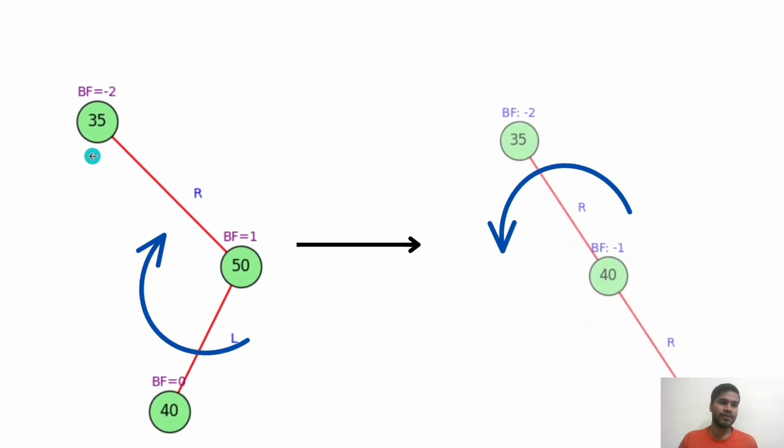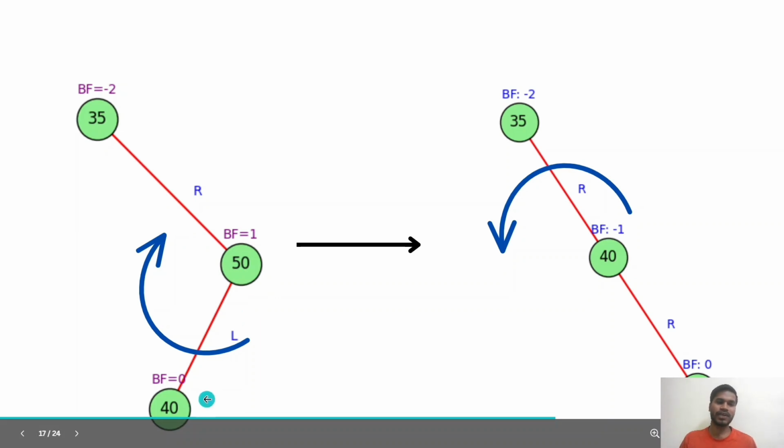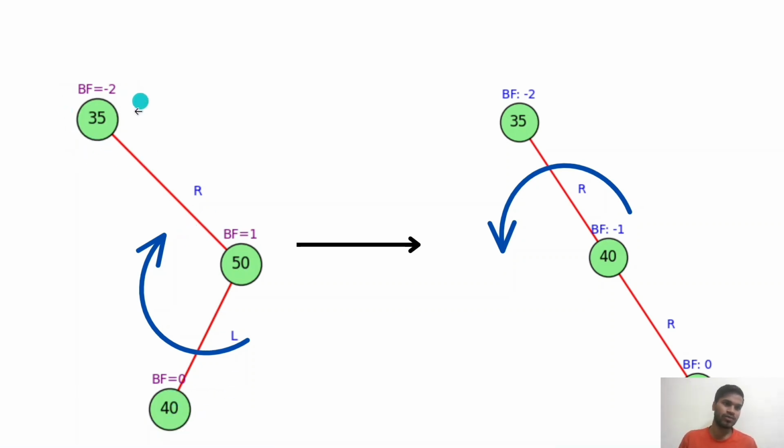So when we add 35, we don't need to calculate the balance factor. When we add 50, we don't need to calculate the balance factor because at this moment it will be at most 1. Now when we add the third element, the balance factor can be more than 1. So in this case we need to calculate the balance factor of all the nodes. When we calculate the balance factor of all these nodes, we found that this node is making it imbalance, and the balance factor of this node is -2.